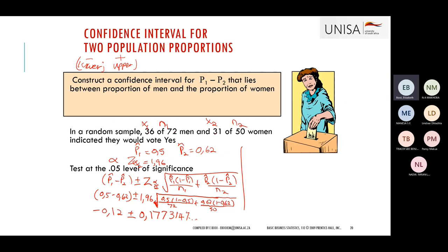So in terms of the confidence interval, we need to find the upper tail and lower tail. It might change around because we have a minus there. So I'm going to start by doing the minus side first: minus 0.12 minus 0.1773147. And then I must do the other side. So this is a comma. So you can see minus 0.12 plus 0.1773147. So we can calculate that.